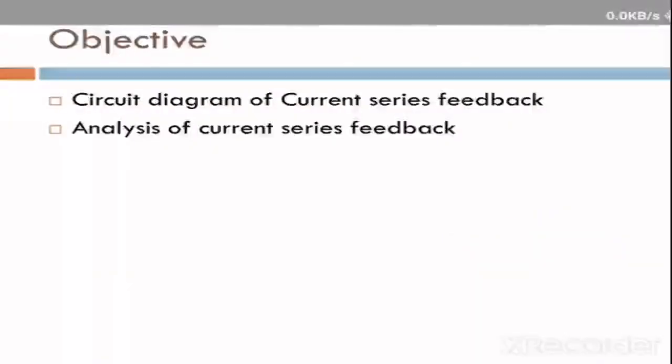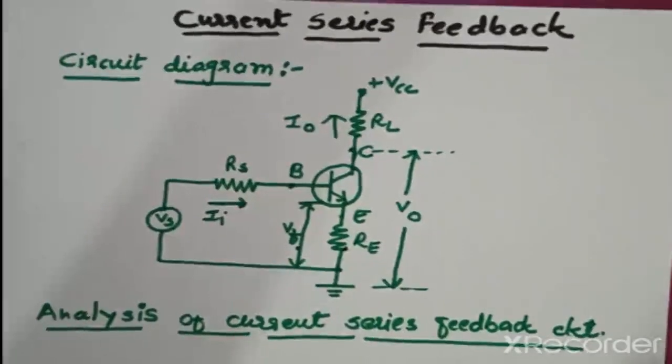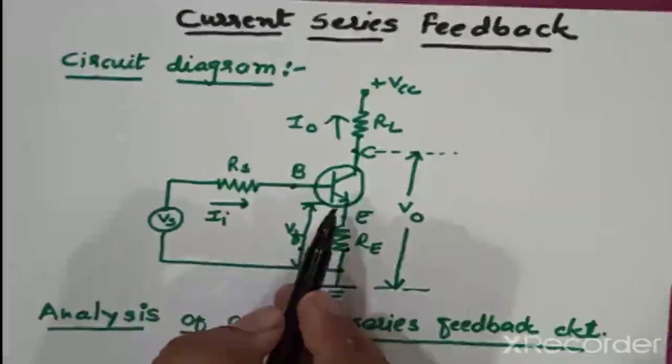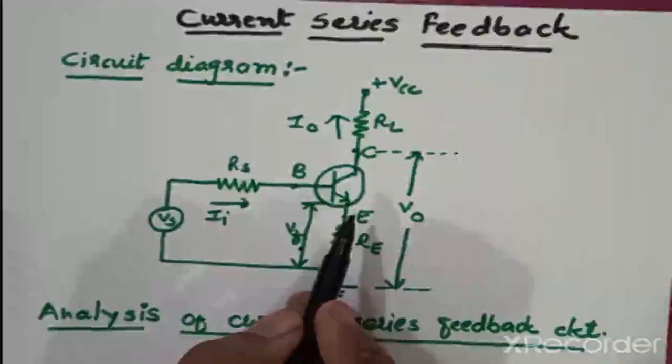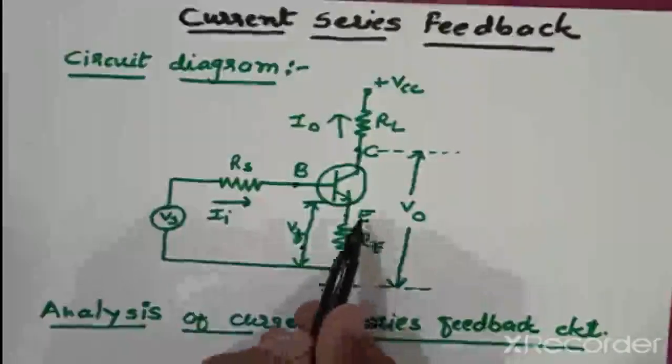My objective is to understand the circuit diagram of the current series feedback amplifier circuit and to analyze it. Current series feedback circuit. This is the circuit diagram of the current series feedback circuit. In this circuit, a CE amplifier with unbypassed resistor RE.